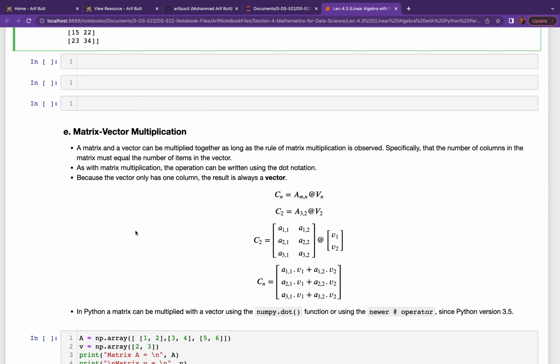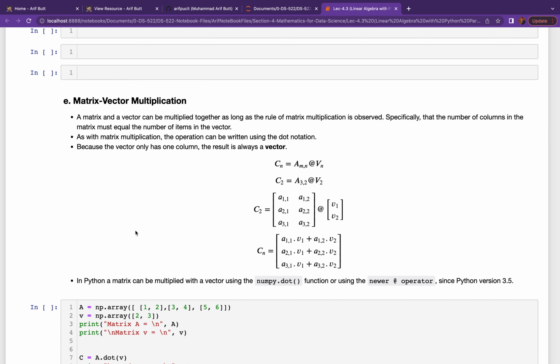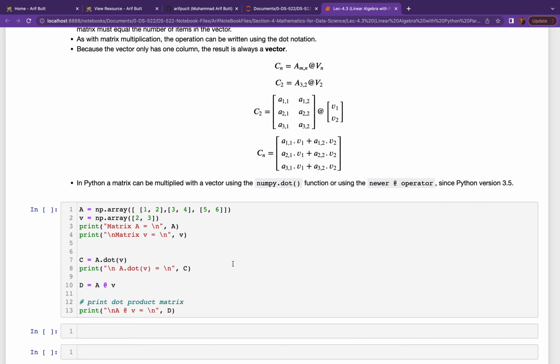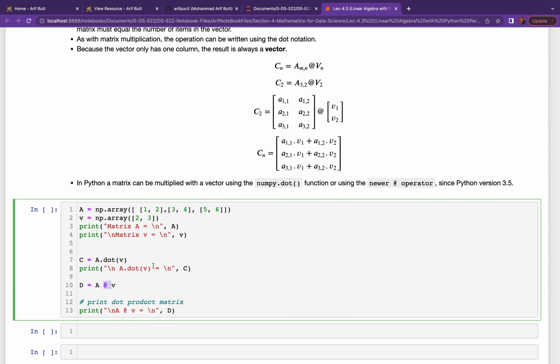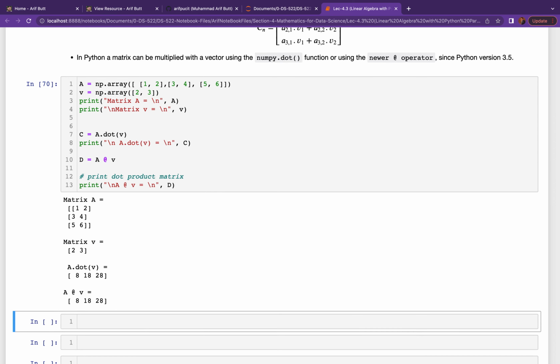Okay, so matrix vector multiplication now. My dear friends, a matrix can be multiplied with a vector if the number of columns of the matrix equals the number of elements in the vector, and the result is always a vector having the number of elements equal to the number of rows of the matrix, and this is what's shown over here. And see this code as a proof of concept. The NumPy dot method or this at symbol can be used for matrix vector multiplication. I hope this makes sense.